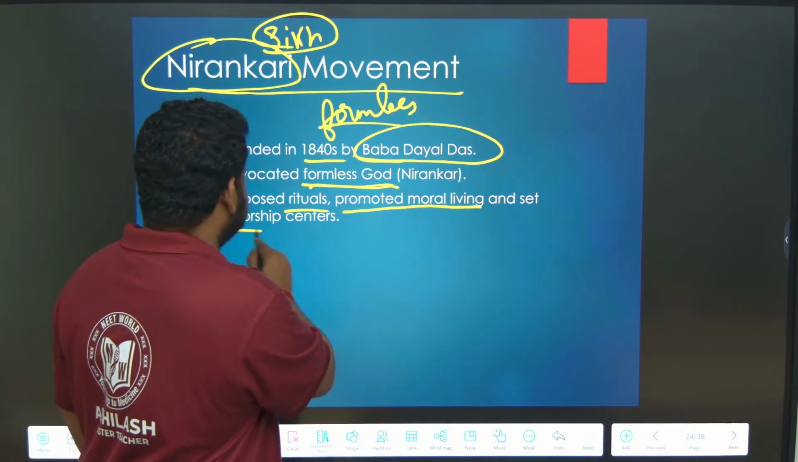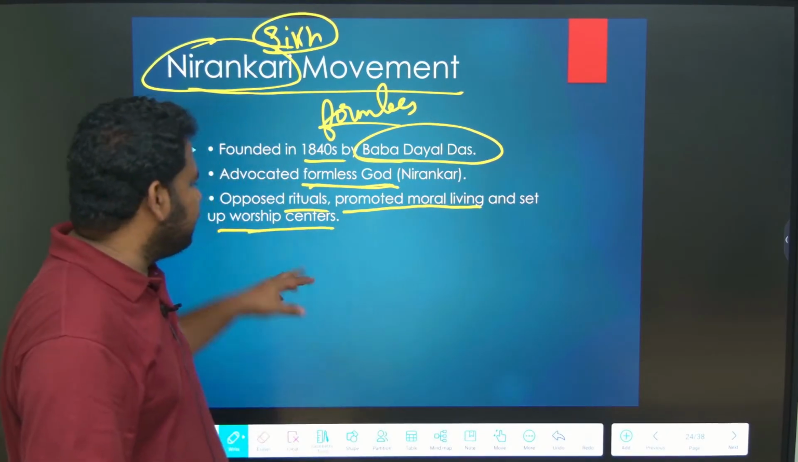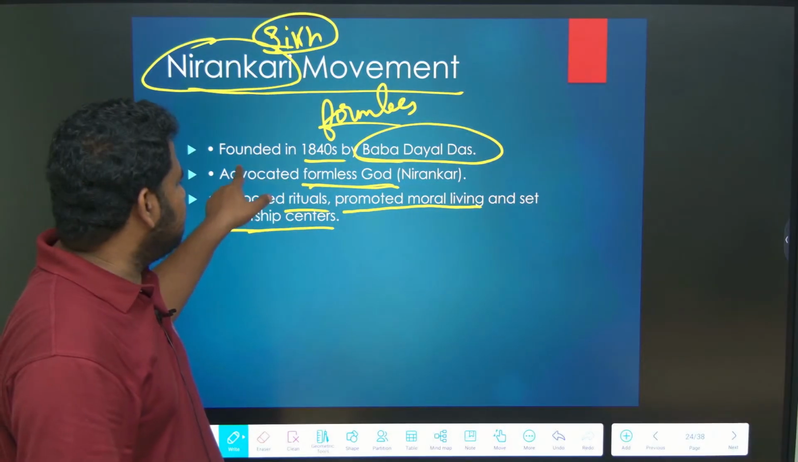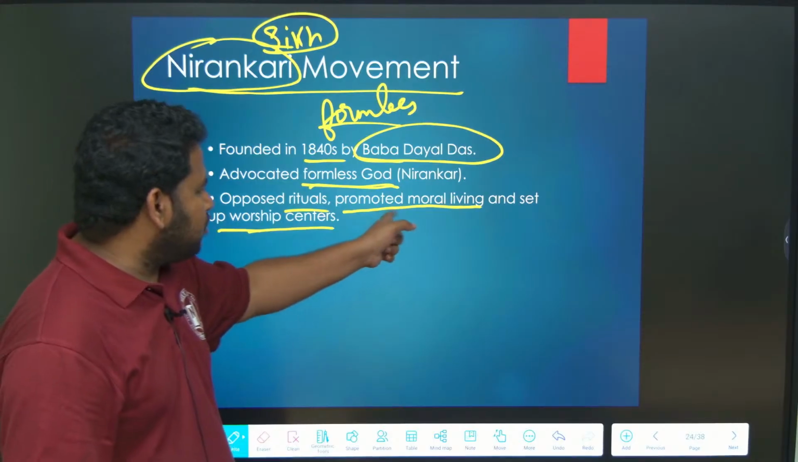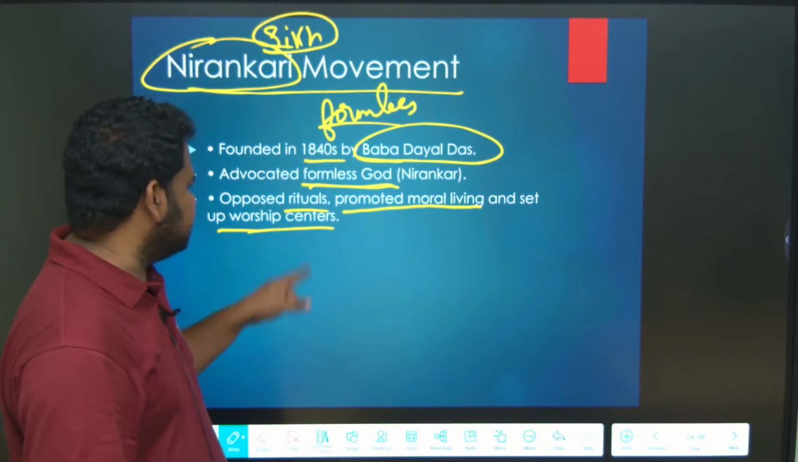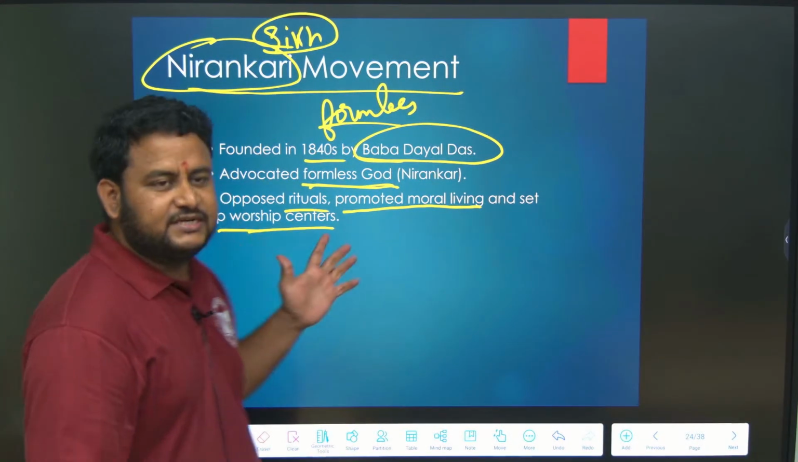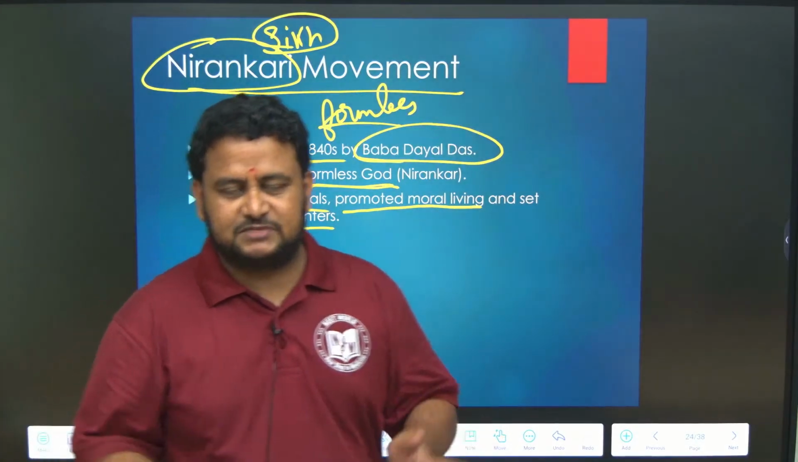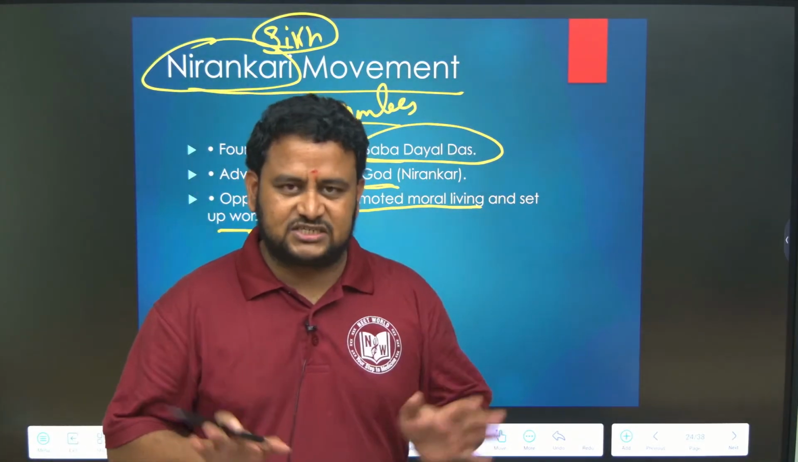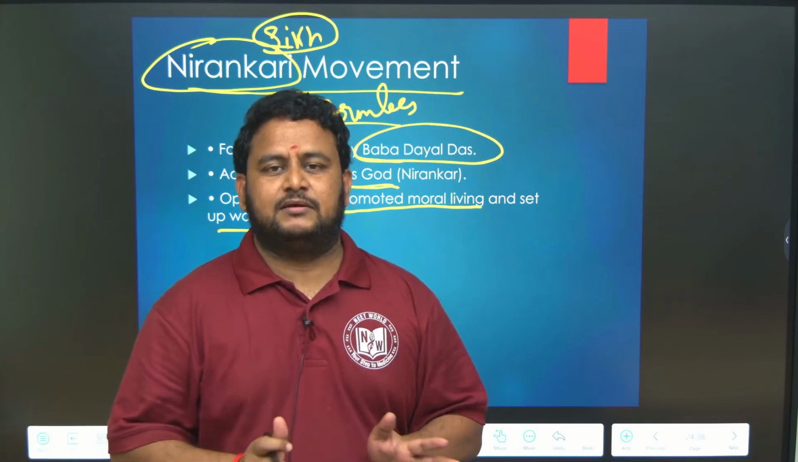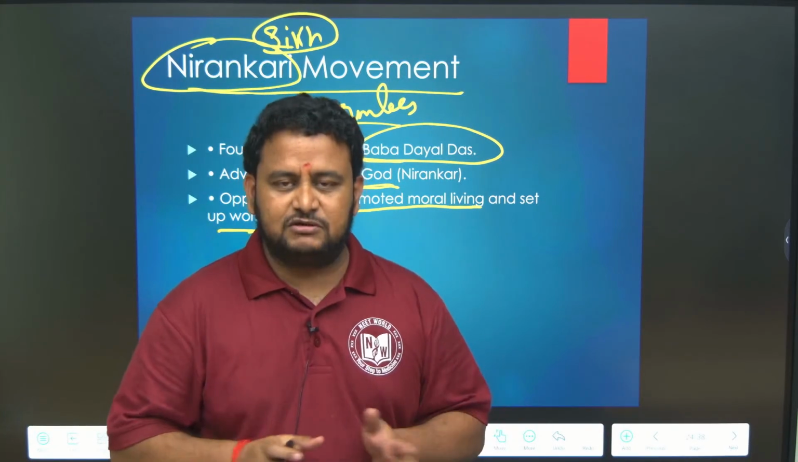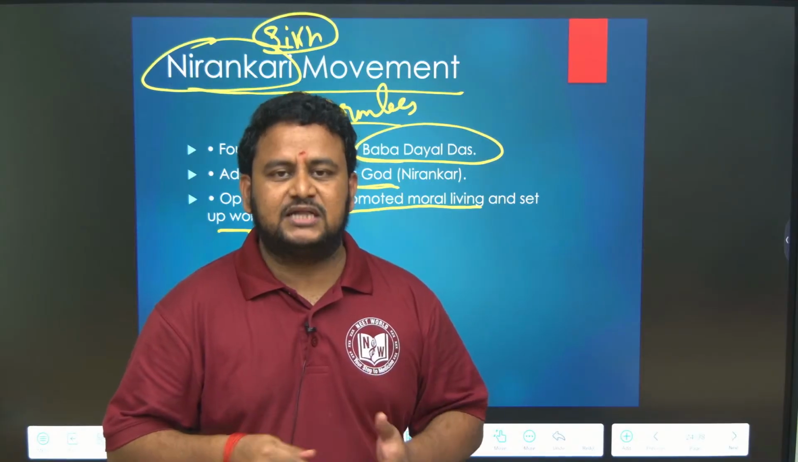and set up worship centers. So in the 1840s, Baba Dayal Das, formless God, opposed rituals, promoted moral living, and set up worship centers. Setting up worship centers means they set up ashrams. They used to go there and preach moral values, and also focused on meditation and other yogic practices.